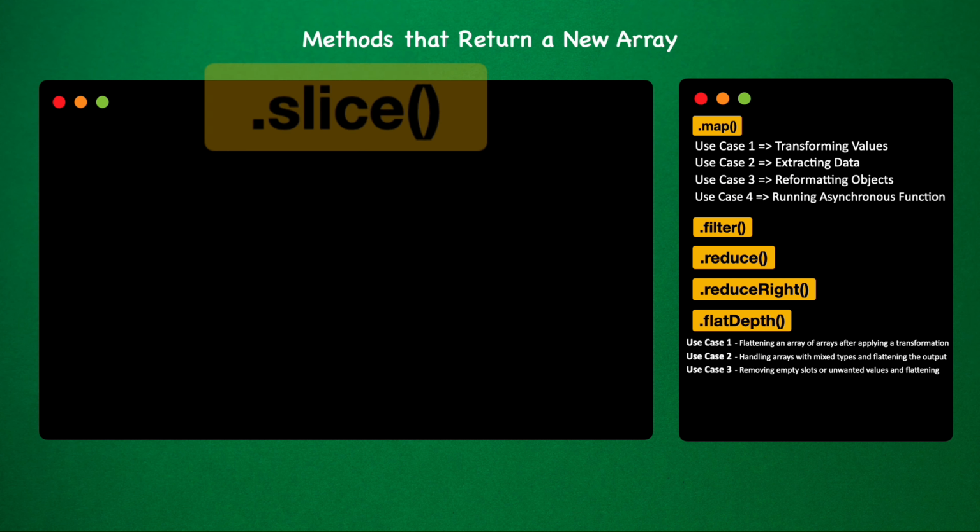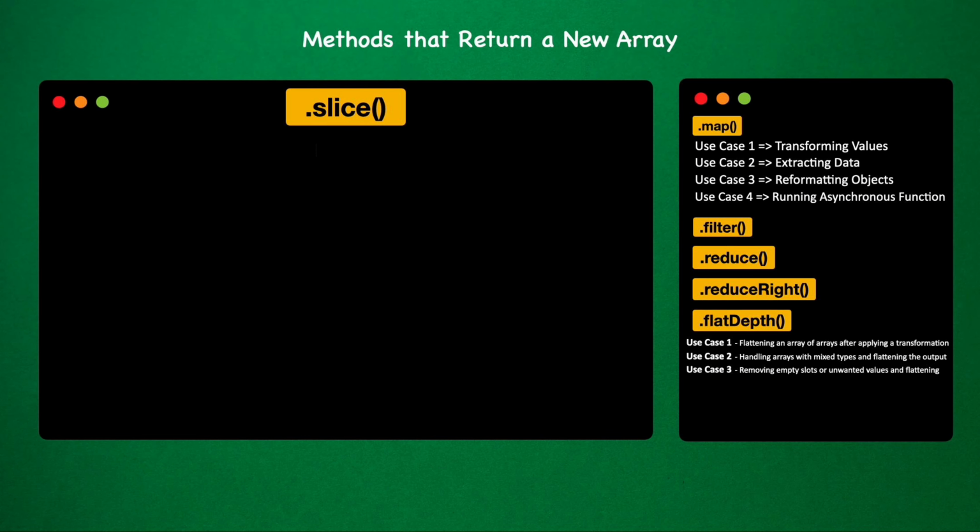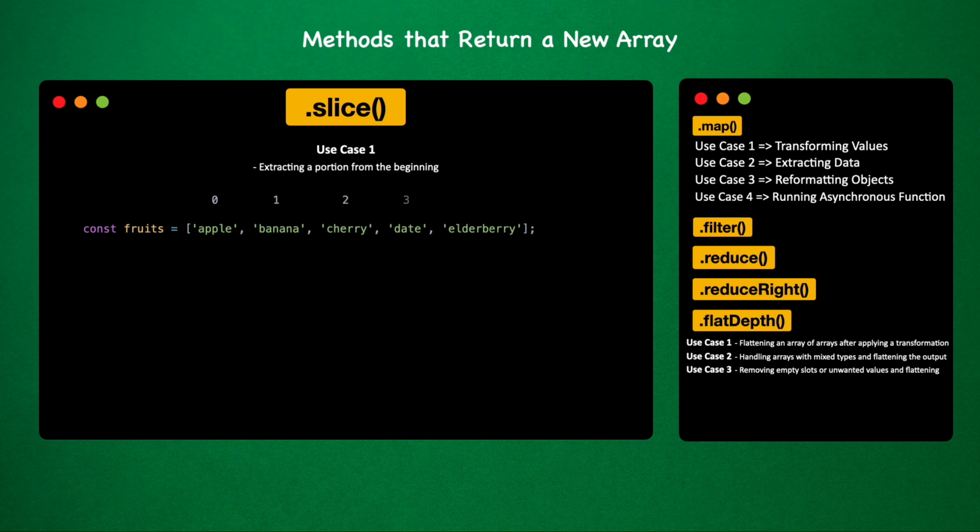Lastly, we come to slice. This method is like a precision knife for arrays, allowing you to cut a portion of the array without affecting the original array. It creates a shallow copy of elements from the original array, defined by a given start and end argument. In our first use case, we have an array of fruit names. We want to get the first 2 fruits.